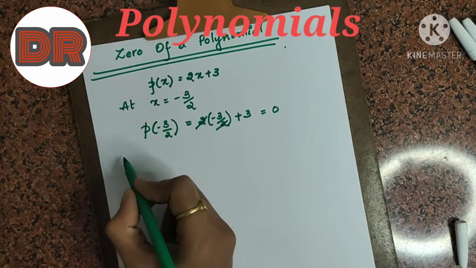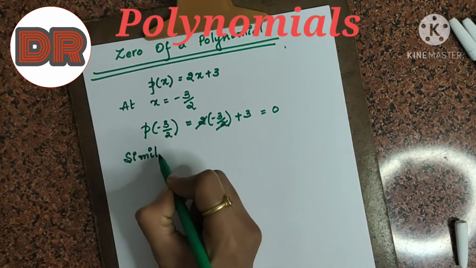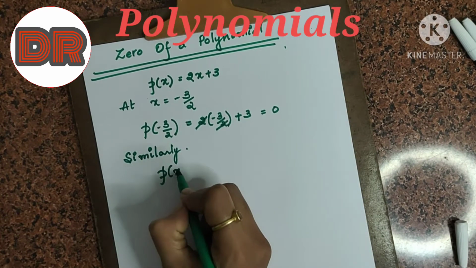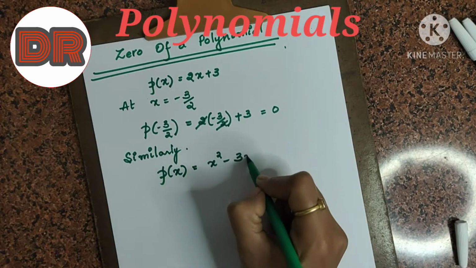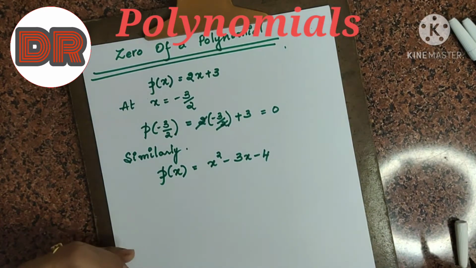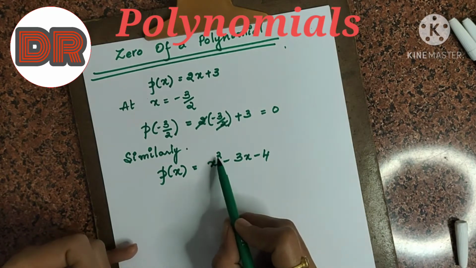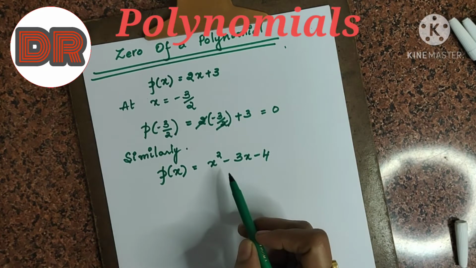Similarly, let me take one more example of a quadratic polynomial. Similarly, if p of x is equal to x square minus 3x minus 4. This is a quadratic polynomial. Why is this a quadratic polynomial? Because the maximum degree of the polynomial is 2. So it is a quadratic polynomial.